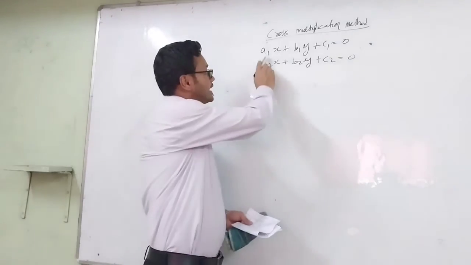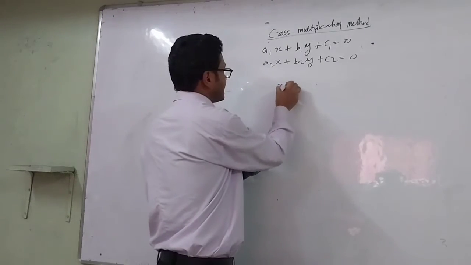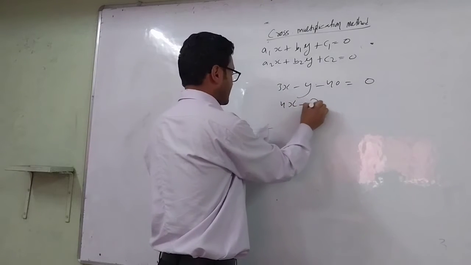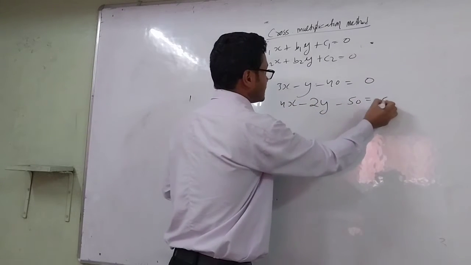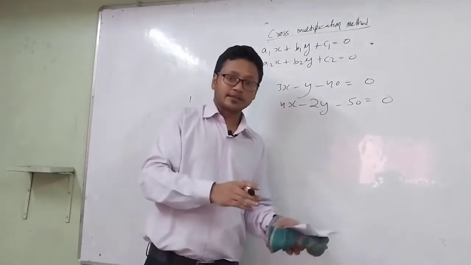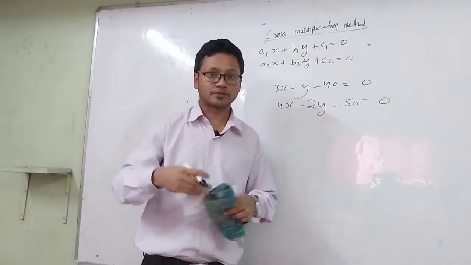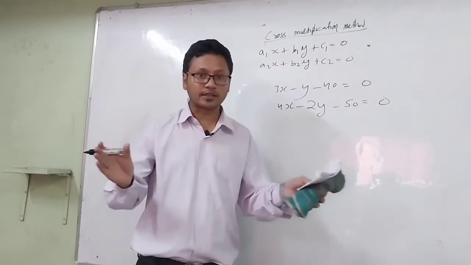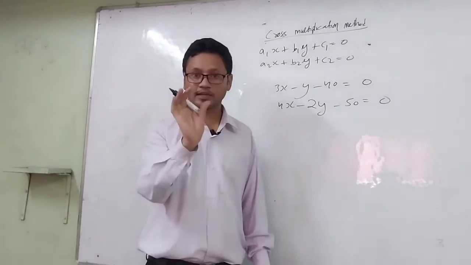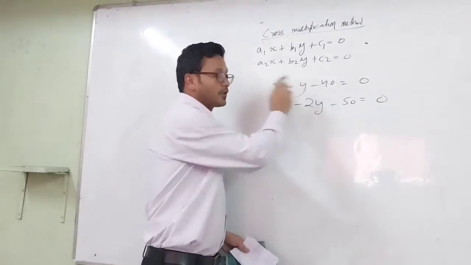Now see, this is actually the formula. First of all, the terms are like this: 3x minus y minus 40 equals 0, and 4x minus 2y minus 50 equals 0. It's not like the elimination or substitution method. It has to have three terms that are interlinked, or interrelated with each other. By those three terms the equation of cross multiplication is formed.